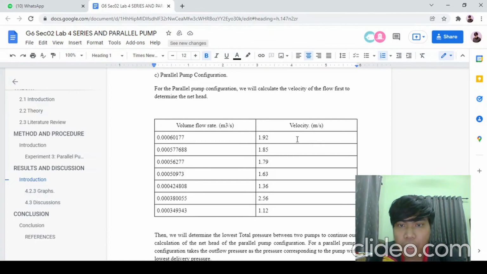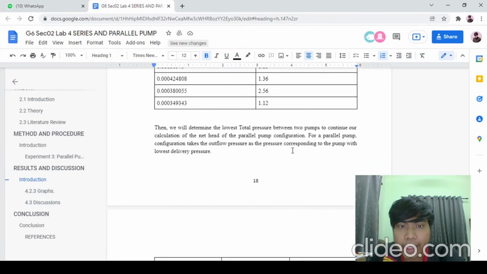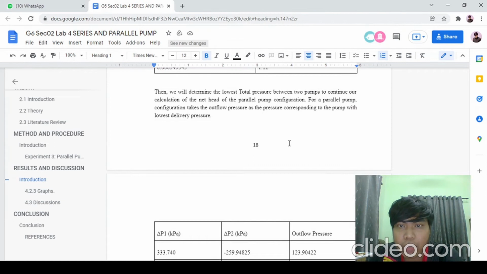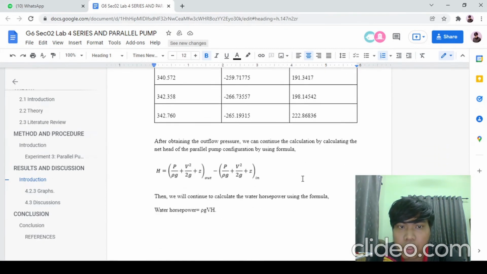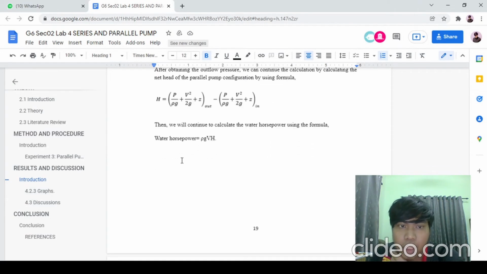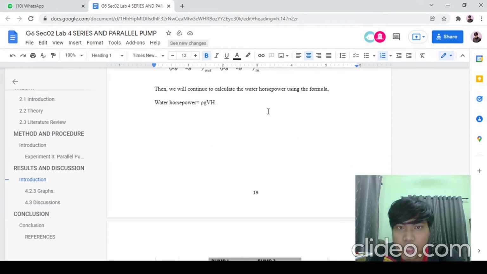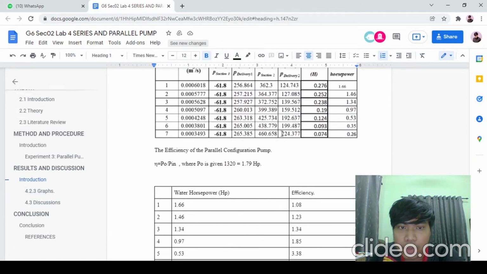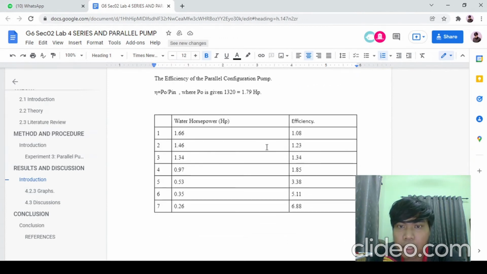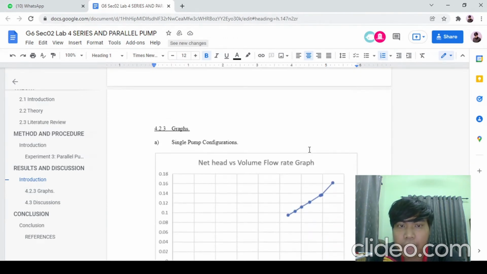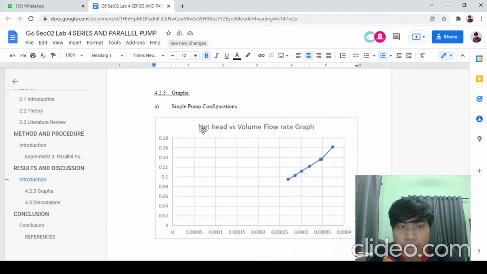So basically we calculate the velocity first, and then we determine the lowest total pressure between the two pumps to continue our calculation of the net head of the parallel pump configuration. So this is the outflow, and after obtaining the outflow pressure we can continue the calculation for the net head by using this formula, and then we find the water horsepower by using the same formula as before. This is the data we got, and lastly we calculate the efficiency of the parallel pump configuration, and this is the efficiency that we got.